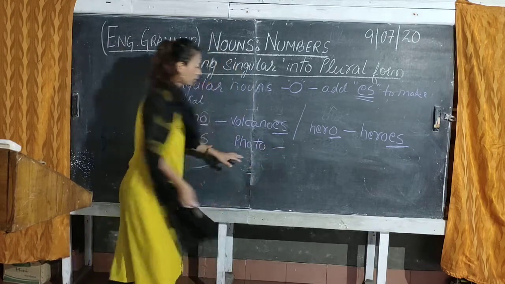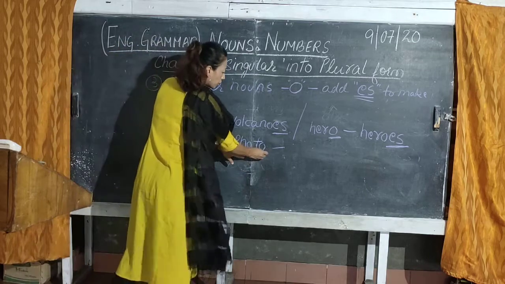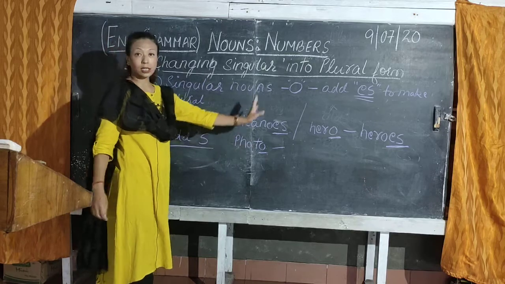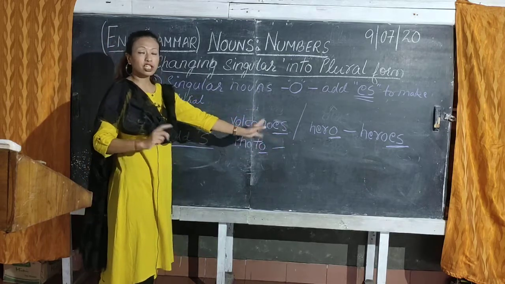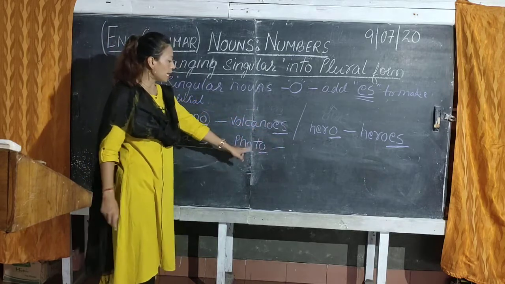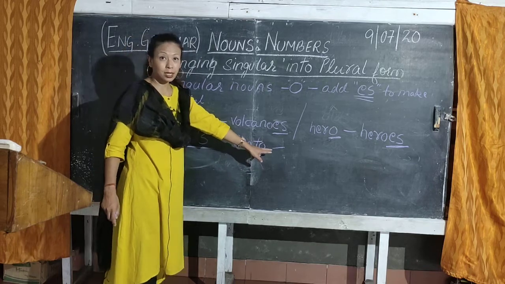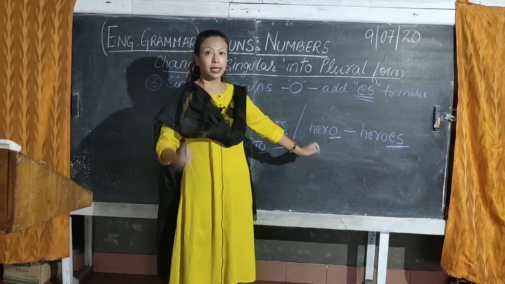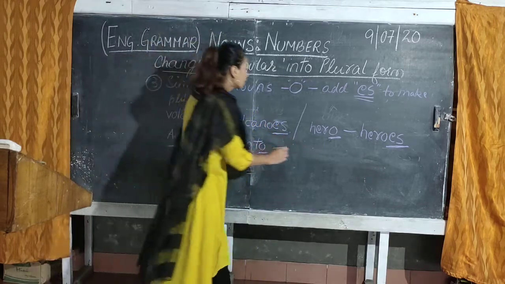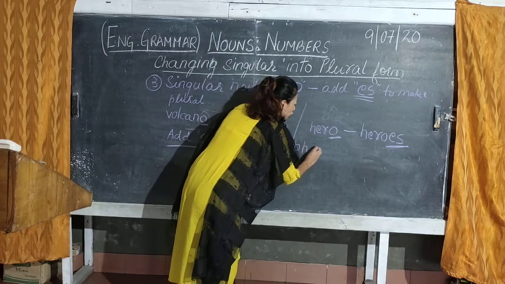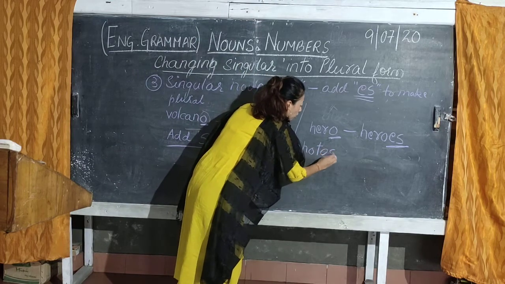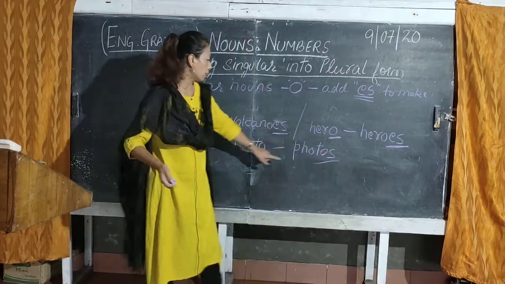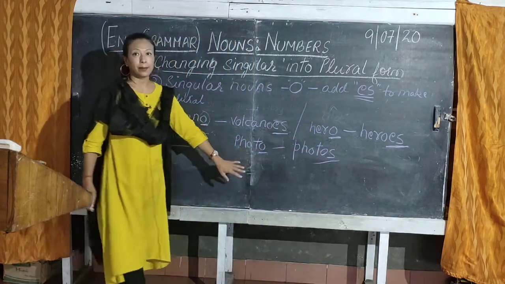photo. Photo. There's an O to it. Right? Do you say photoes when you are changing it to plural form, or do you say just photos? Yes. So right, it is photos, photos. You don't add ES, it gives a different meaning altogether. So this is the example.